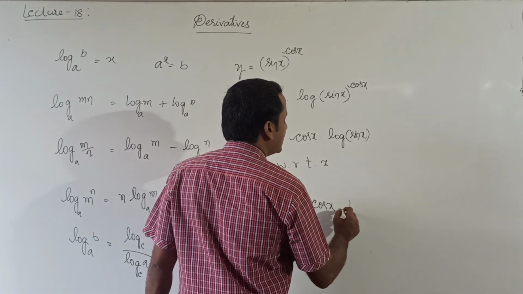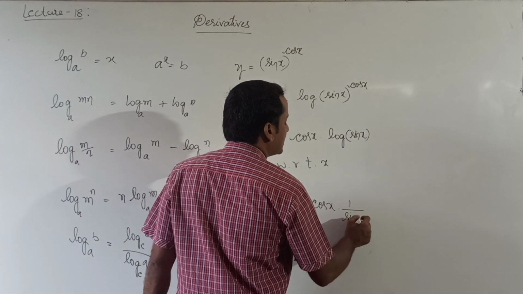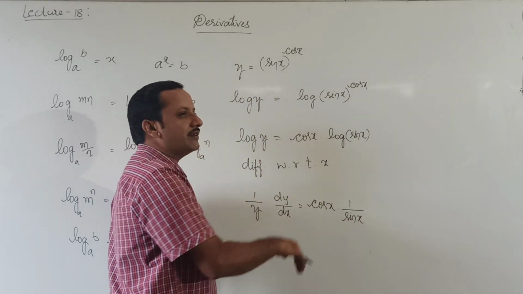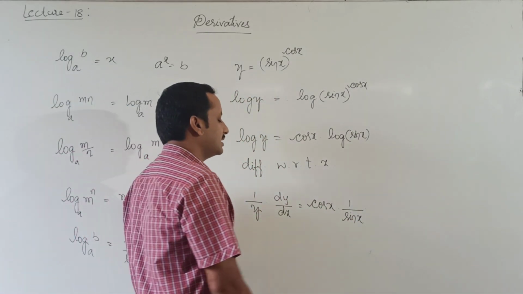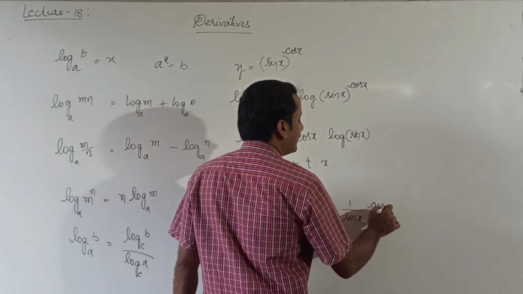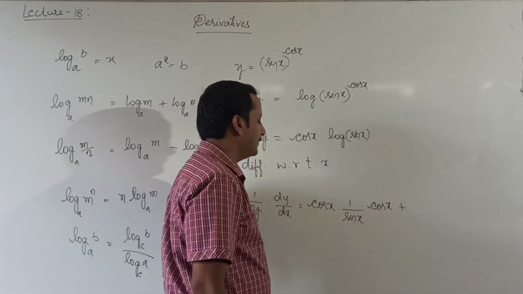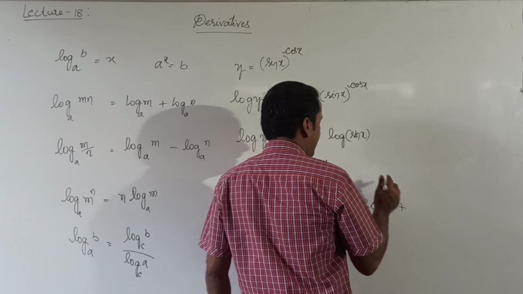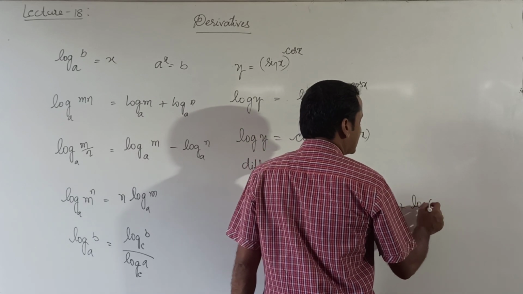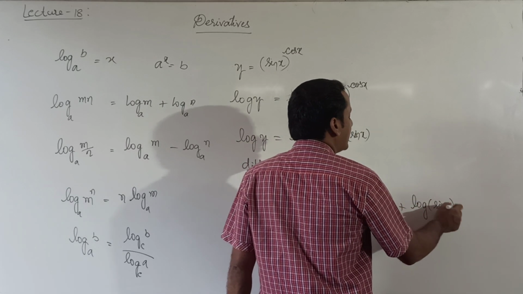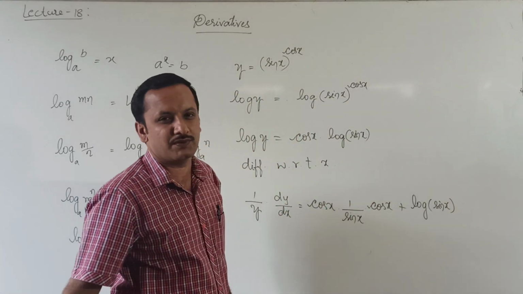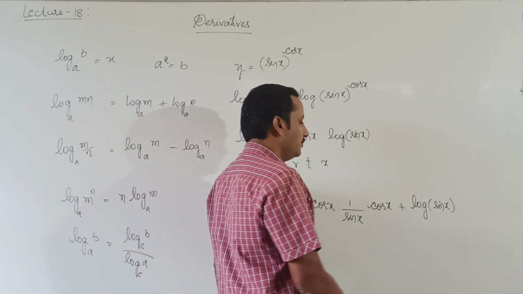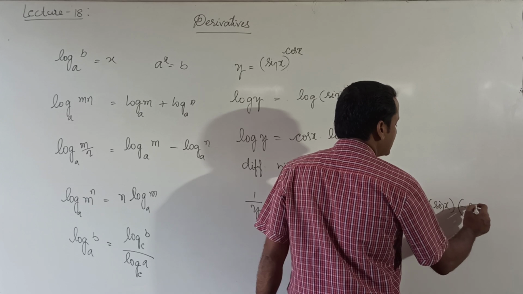Derivative of log sin x is 1 by sin x into the derivative of sin x. What is the derivative of sin x? Cos x, plus. Okay. Next, second function, which is log sin x, into the derivative of the first one. What is the derivative of the first function? Derivative of cos x, which is minus sin x.